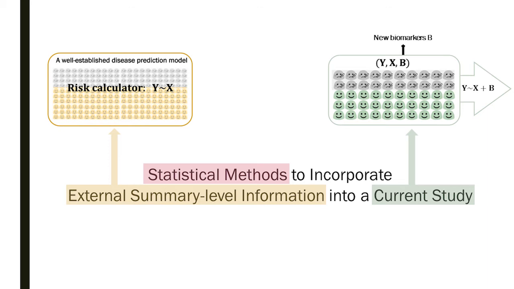So we'd like to build an expanded model using both X and B to predict the risk of Y. For that, we collected individual level patient data, but with a small sample size. Because the sample size is small, we'd like to incorporate the information from the risk calculator that I mentioned before. So my work focused on developing statistical methods to combine both the individual level data we have in the current study as well as the online risk calculator.